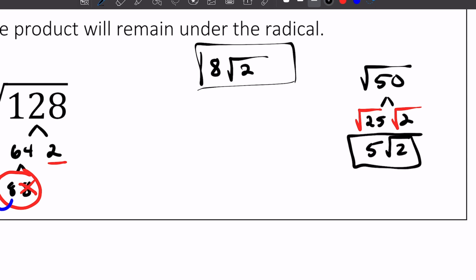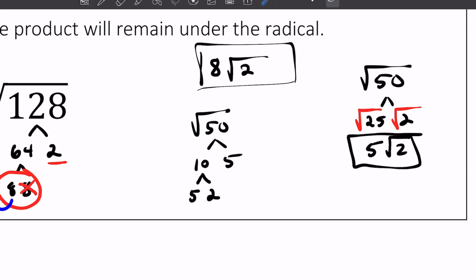Now, let's say that you did this problem and your two numbers aren't perfect squares. So what I'm trying to say is if you have the square root of 50 and your two numbers are 10 and 5, you know that 10 isn't a perfect square and 5 isn't a perfect square. What do you do? Well, you have to keep on breaking these numbers down if you can. The 10 here I can break down into 5 and 2. And this 5, you can't break that down. You're going to get 1 and 5. 5 is a prime number.